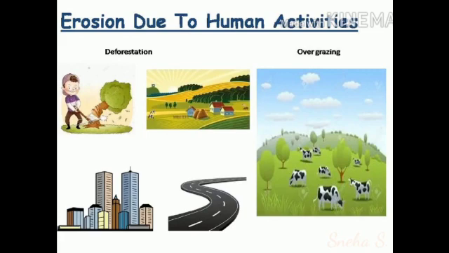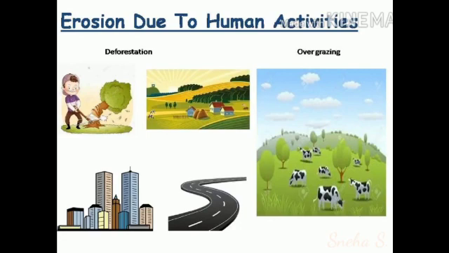Ploughing of hill slopes is yet another human factor that leads to soil erosion. Overgrazing by cattle also causes soil erosion.